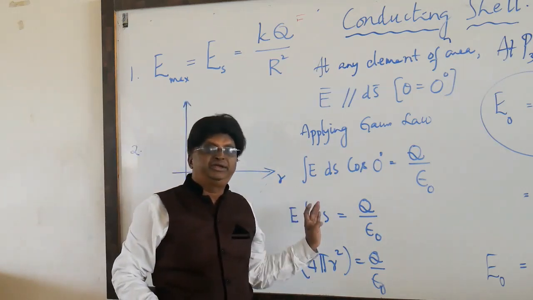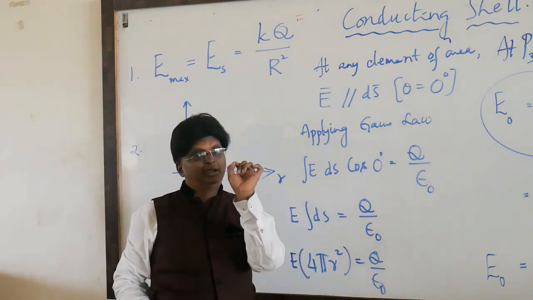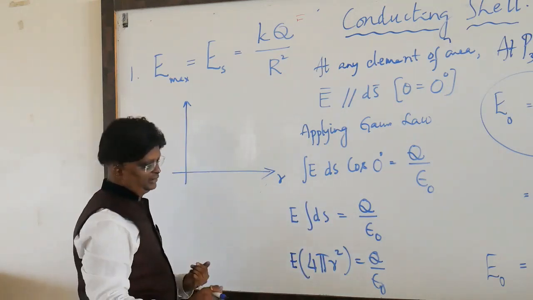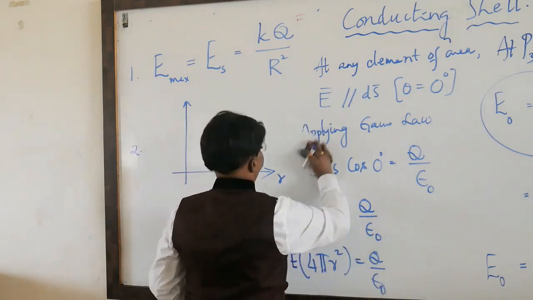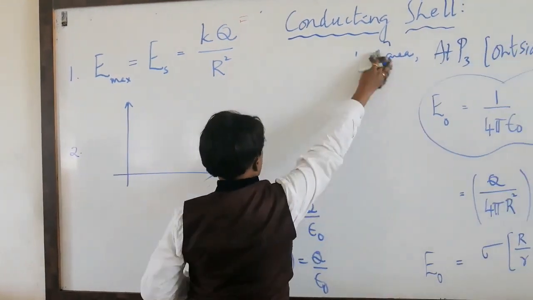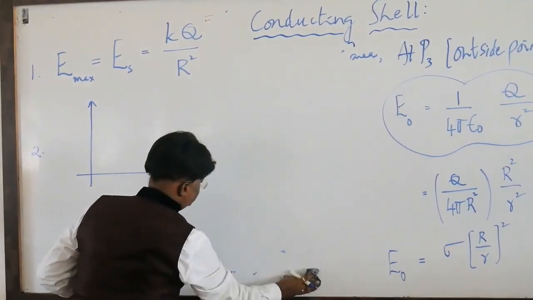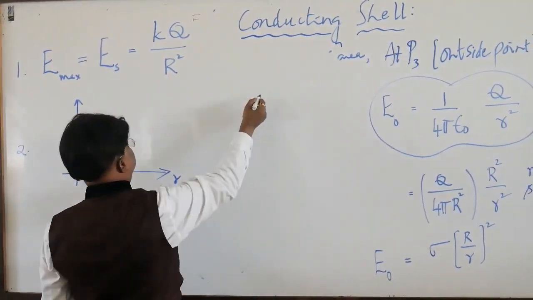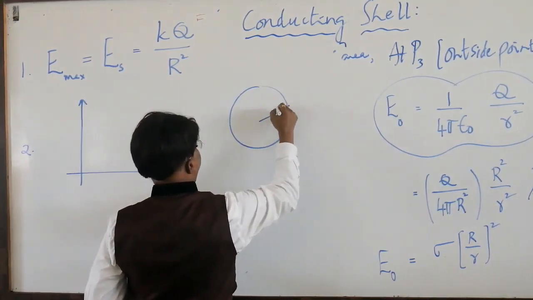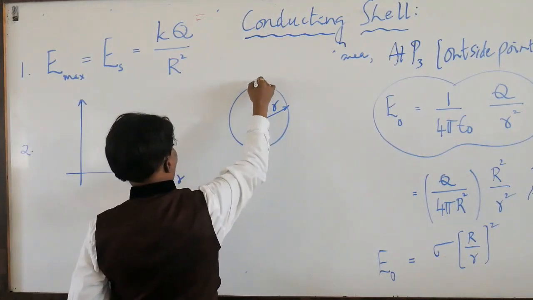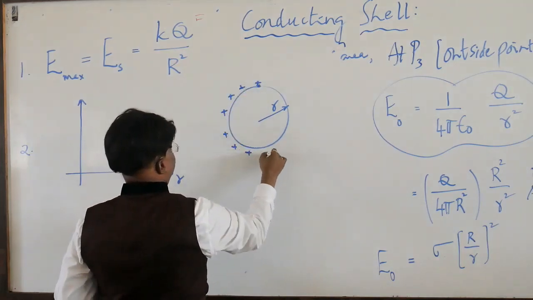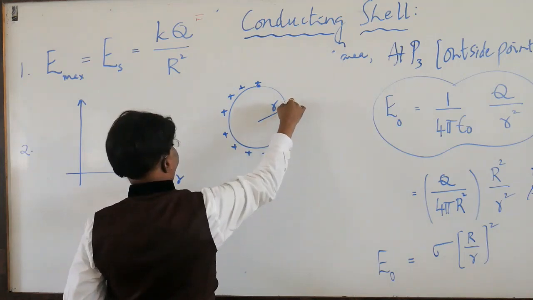Distance of the point of observation from the center. Supposing I am writing it as small r, this is the graph which I am showing for this given situation. What is the situation we have been telling? Yes, this is a sphere with radius capital R, and it carries a charge, positive or negative, right?